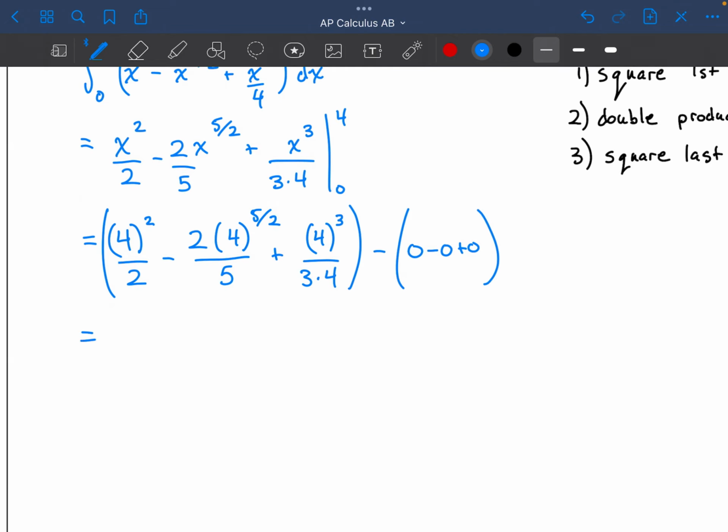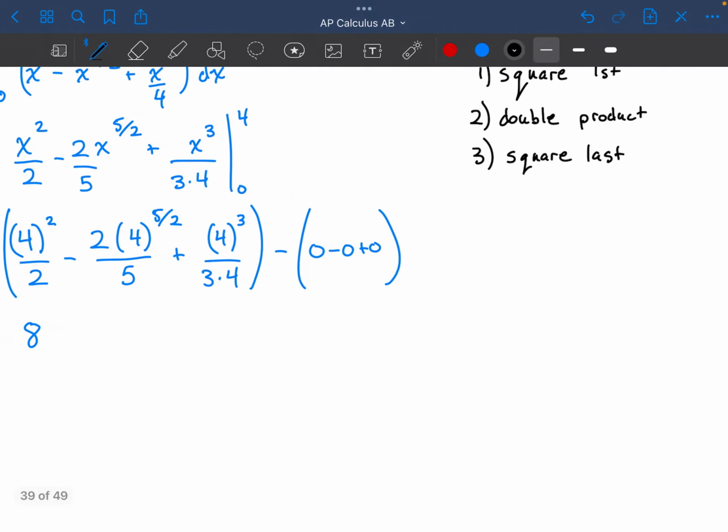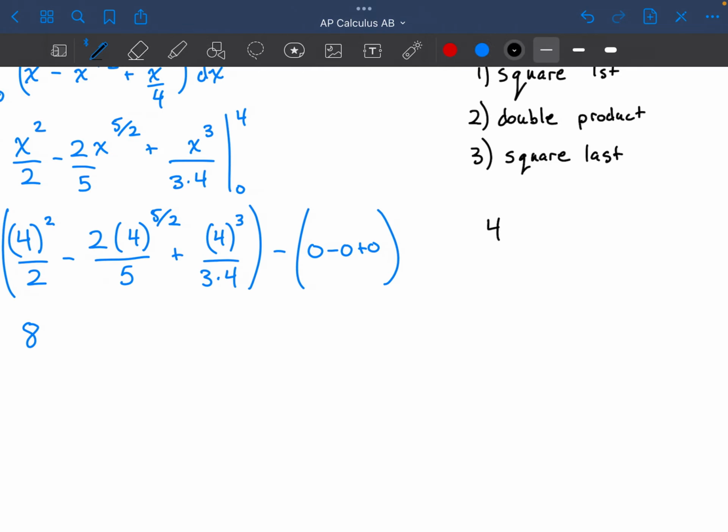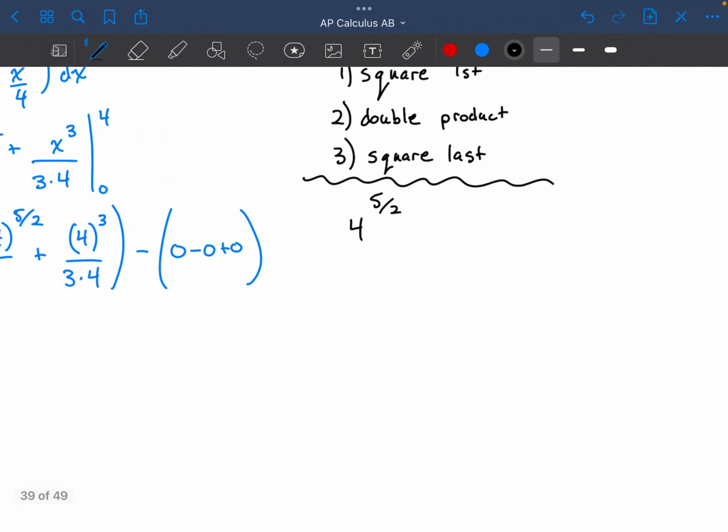All right, so jumping into the gritty math here. I have 4 squared, which is 16. 16 over 2 is 8 for our first term. The second term is going to take a little bit more work. So again, I'm going to do a side problem. How do I do 4 to the power of 5 halves? I can do a little wavy line to say I'm working on a new problem.